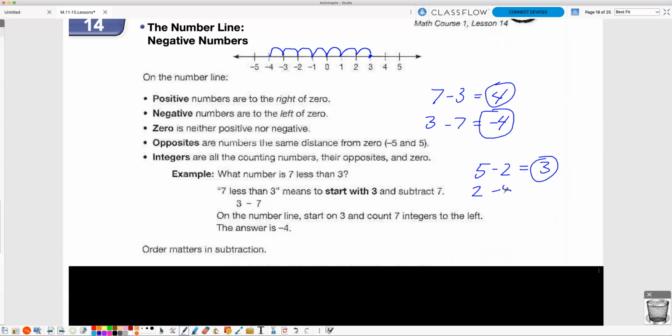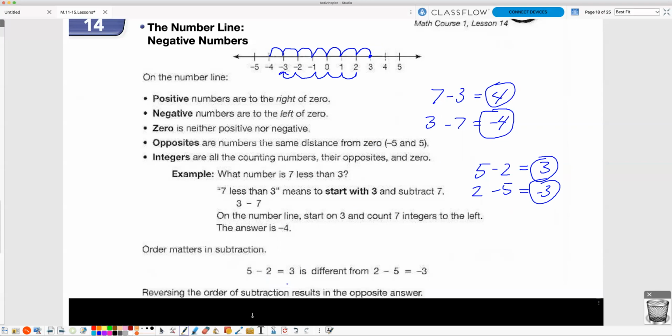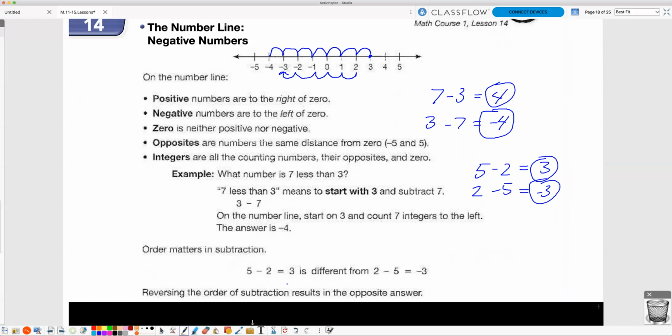If you had 2 minus 5, however, if you were at 2 and you went 5 to the left, 2, 3, 4, 5, you'd be in a -3 position. So order matters in subtraction. So there's the example I just happened to use. 5 minus 2 equals 3 is different from 2 minus 5 equaling -3. So reversing the order of subtraction will result in the opposite answer. You can see 3 is a +3, and that's opposite of -3.